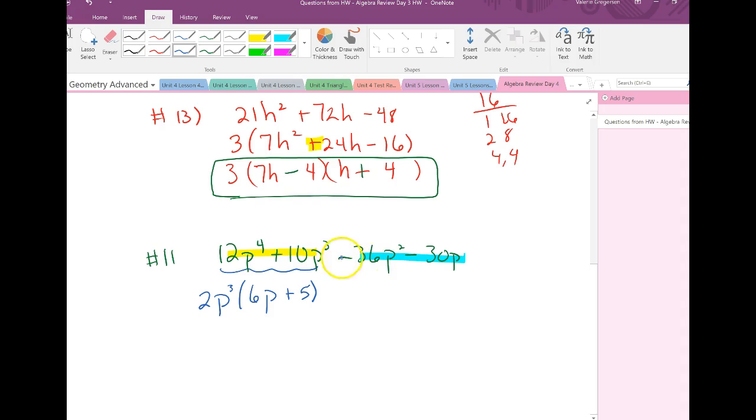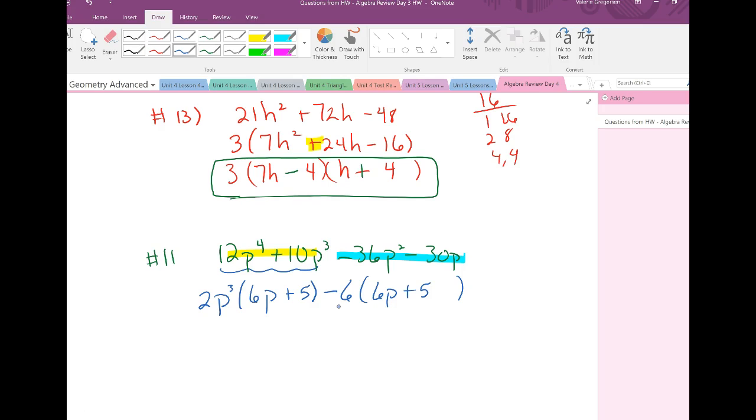Now that means when I'm looking over here at this negative 36p squared minus 30p, I'm really hoping that I can pull out a negative here to get a 6p plus 5 on the inside. So I look at this and say, like, how am I going to get that? Well, what's my greatest common factor for the last two? Well, that's a negative 6. Yes, a negative can be your greatest common factor as long as it comes out of all of them. So when I do that, notice I get my parentheses now.